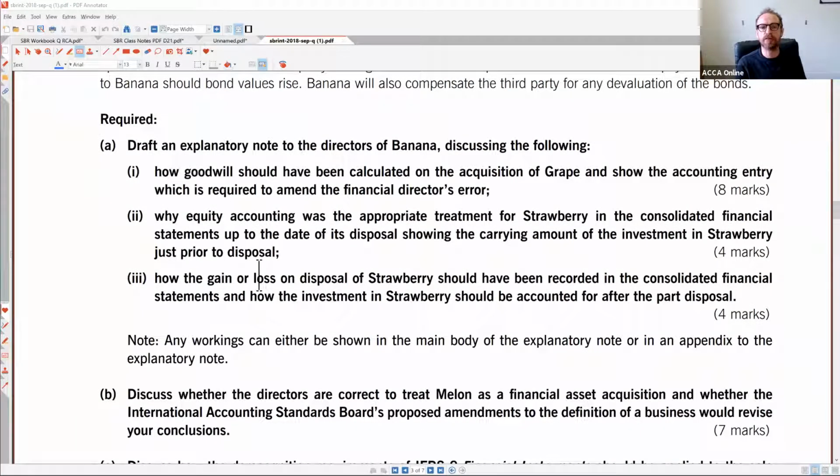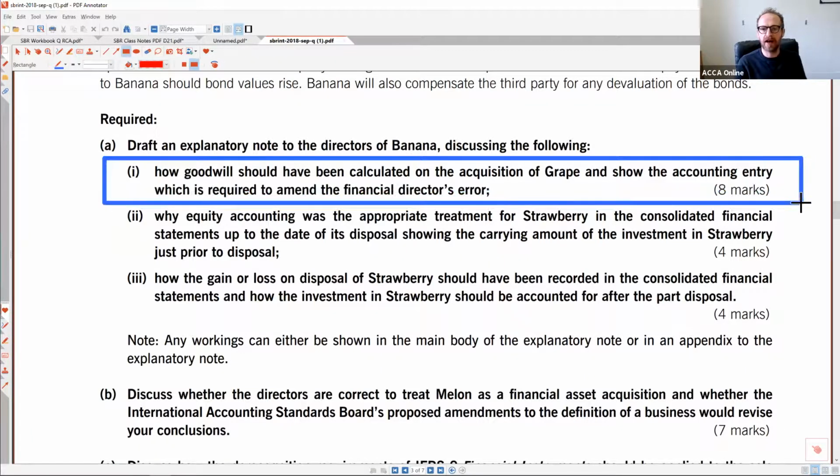Okay, so what sort of thing are we looking at? So I'm going to start with the first bit of this. Draft an explanatory note to the directors of Banana discussing the following: how goodwill should have been calculated on the acquisition of Grape, and show the accounting entry which is required to amend the financial director's error. So it's around goodwill, and we need to think about how to fix whatever problems they've got with the goodwill here. And this is particularly around the acquisition of Grape.